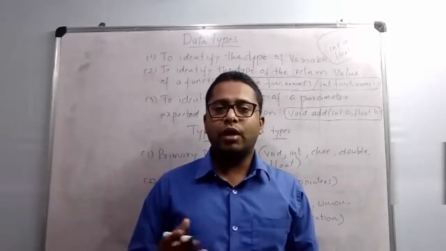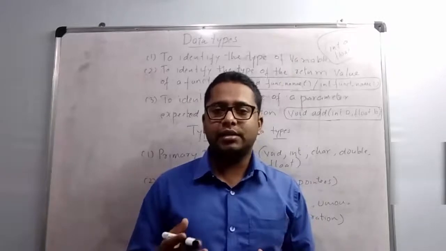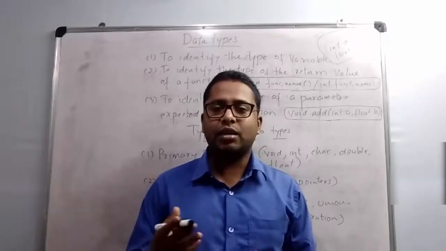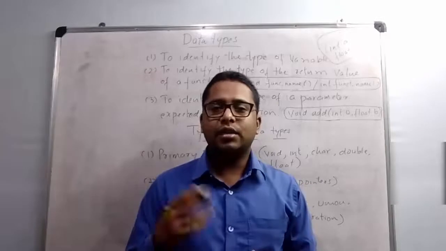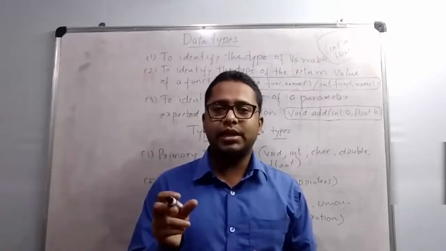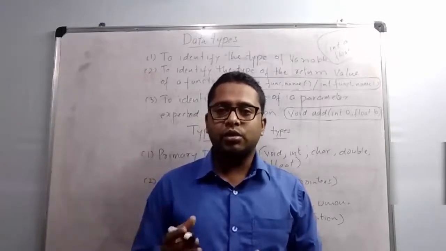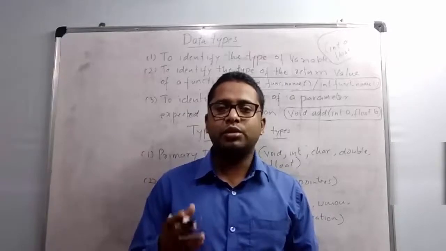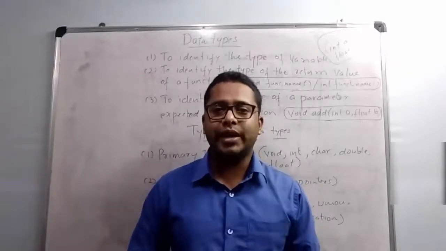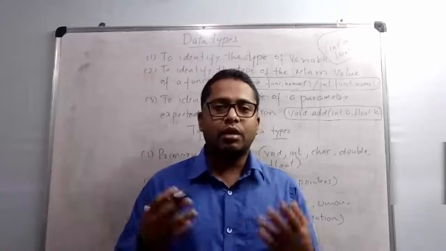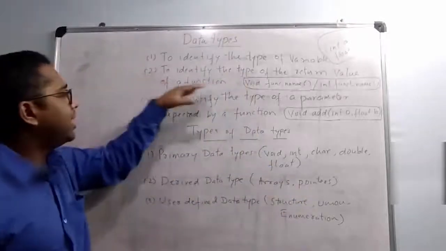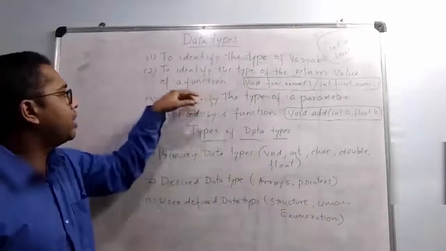When you have a variable declared as char c, then you will say that variable c is of type character. So these data types help the users to identify the type of the data that is used in a program. Now the second one: to identify the type of the return value of a function.